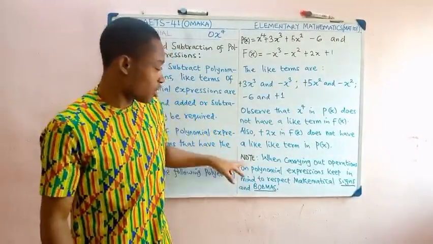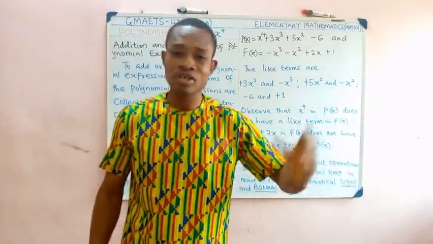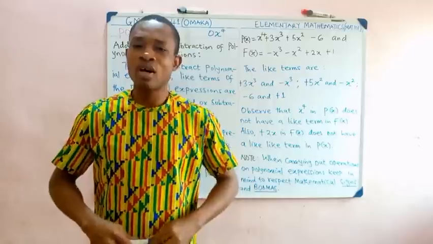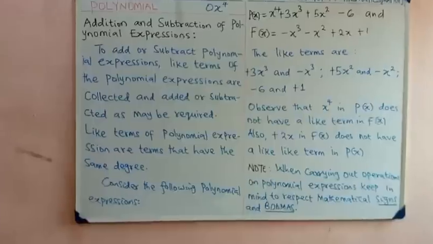So this is how you identify your like terms. Is that okay? Please take note of this, go through this short note here. When you are working with addition and subtraction, as in fact, generally operations with a polynomial expression, you want to respect the signs and board marks.